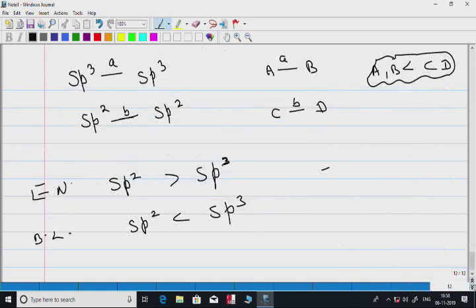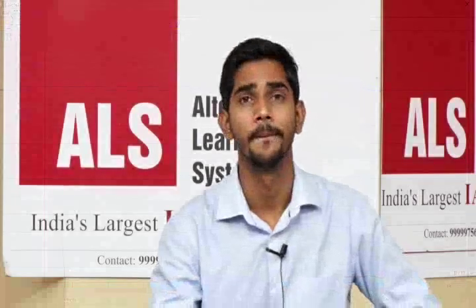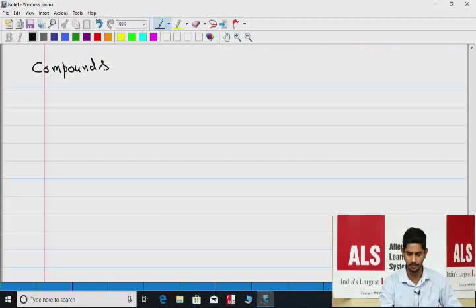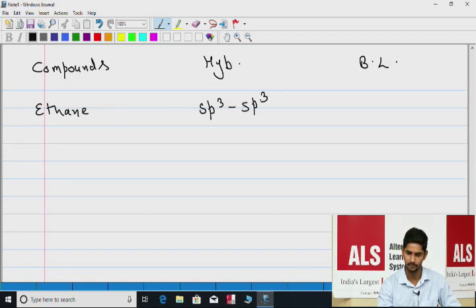I'm writing some standard results. Okay. Need not to remember those bond lengths. Just we have to confirm that these are the bond lengths. Just copy with me. Compounds, hybridization, and here we have got the bond length. Ethane. Hybridization is sp3 sp3. Bond length is 1.54 angstrom.